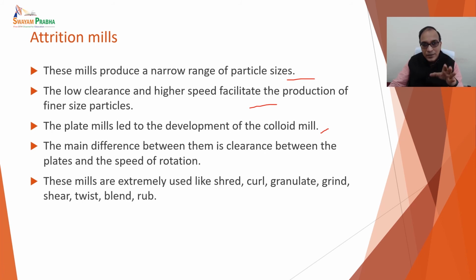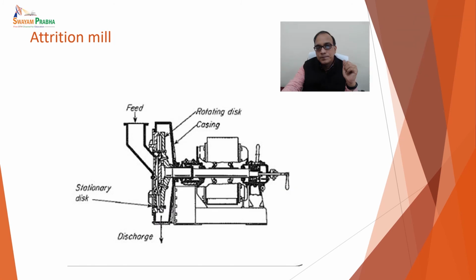The plate mills led to the development of the colloid mills. The main difference between them is the clearance between the plates and the speed of rotation. These mills are widely used to shred, curl, granulate, grind, shear, twist, blend and rub. They can be used in many ways, for developing finer size particles.